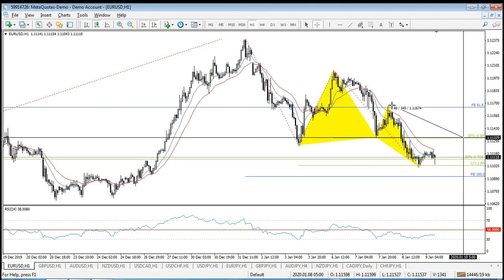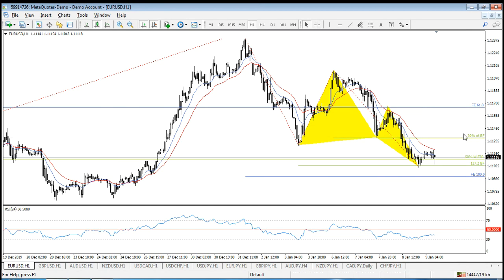So this is the aggressive approach of trading. This 30% of the butterfly is also coinciding with the previous swing low, this area. So let's see what reaction will happen from this point. And if you are aggressive, you can go for this.